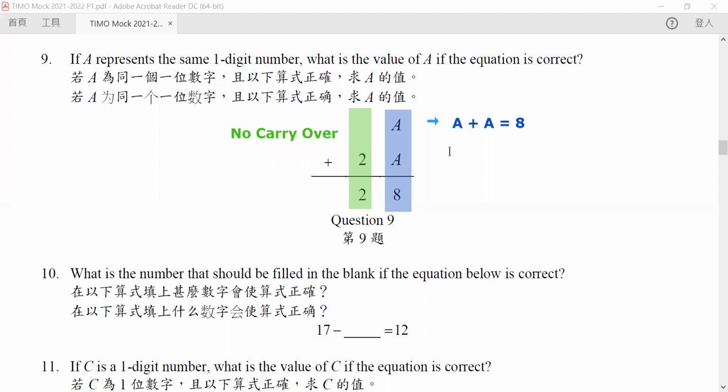Okay, let's just continue. Because A plus A is equals to 8, of course, it means that this is actually equals to 2A. By this, we know that A must be equals to 4. Okay, so we know that our answer is equals to 4.